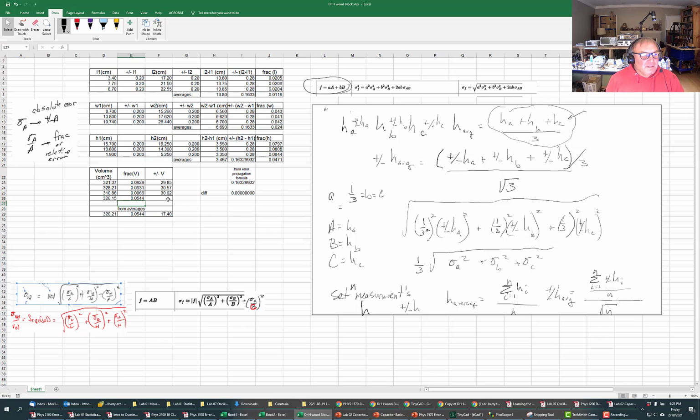But let's get the plus minus. We know this is valid. So this is going to equal the average of these three, and then I'm going to divide by the square root of 3. Enter. So either way works, huh? Interesting.